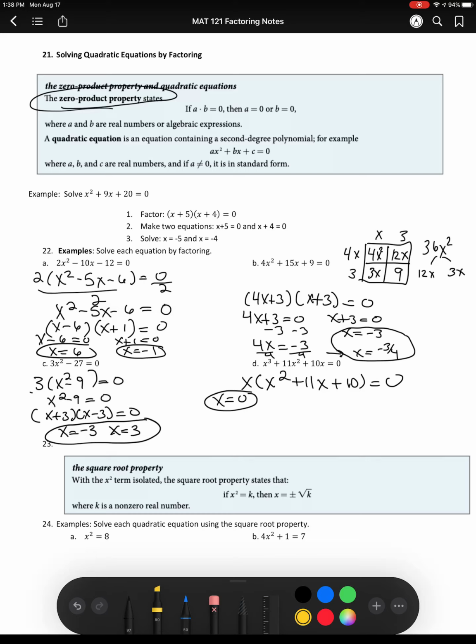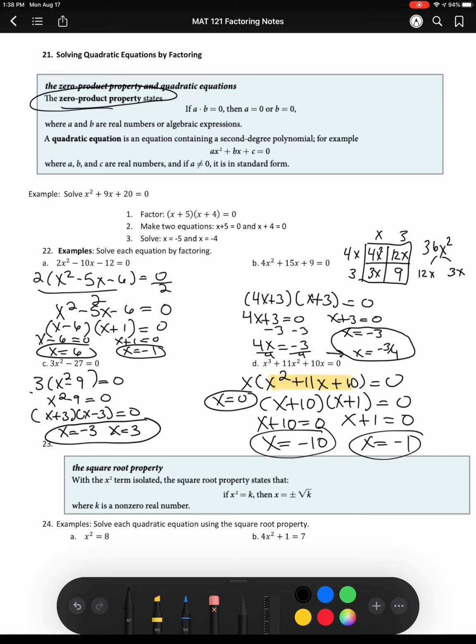Now the trinomial in the middle here, that has to get factored. And that's a nice easy one to factor. It's just x plus 10 and x plus 1 will work. And if you don't see that, you can work it out with the box method or however you like. Then each one of those gets set equal to 0. And x equals negative 10 and x equals negative 1. So there's actually 3 answers for this one: 0, negative 1, and negative 10.